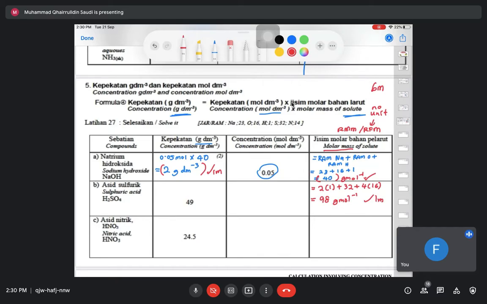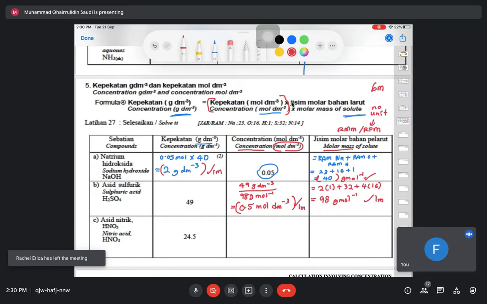Next one, kali ni they want the concentration in mole per dm cube. So if we want the concentration in mole per dm cube, the formula will be concentration in gram per dm cube divided by molar mass. So 49 gram per dm cube divided by 98 gram per mole, and you will get 0.5 mole per dm cube. So this is another 1 mark.